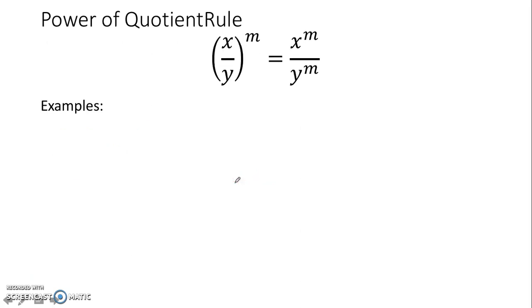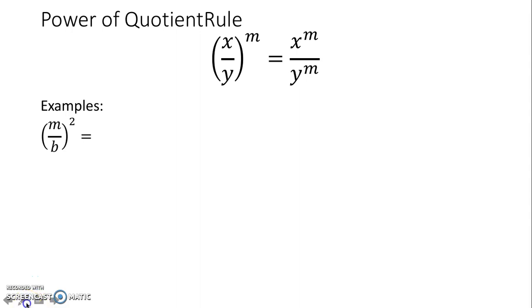And the power of the quotient rule is the same thing, but it's with division. So we have x divided by y, all to the m power, and then we have to distribute that exponent, so then it's x to the m power over y to the m power.